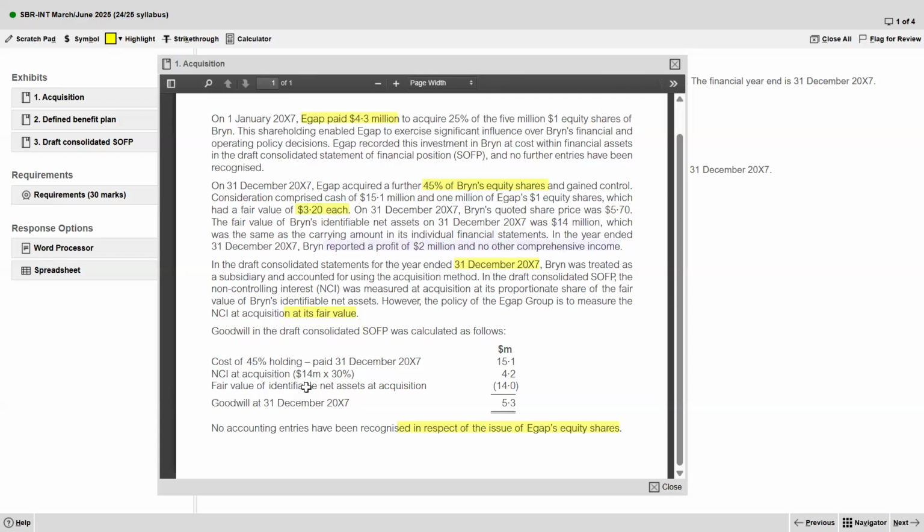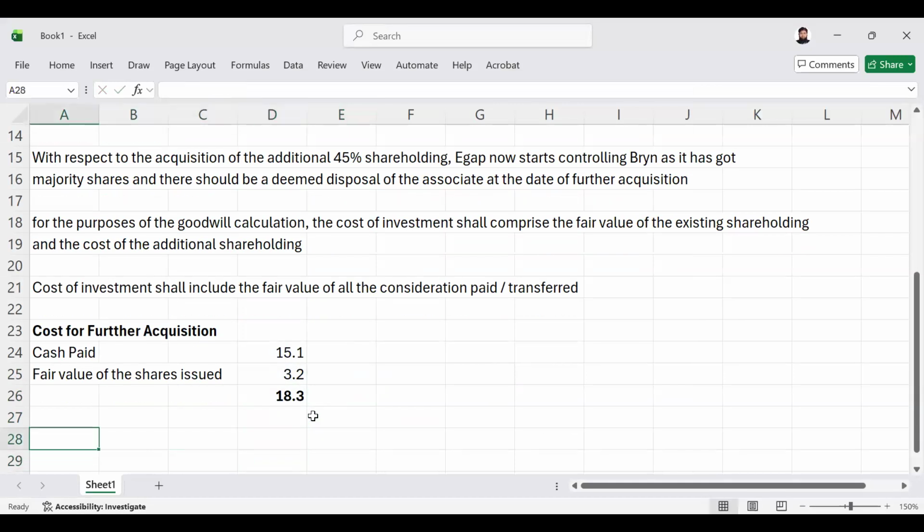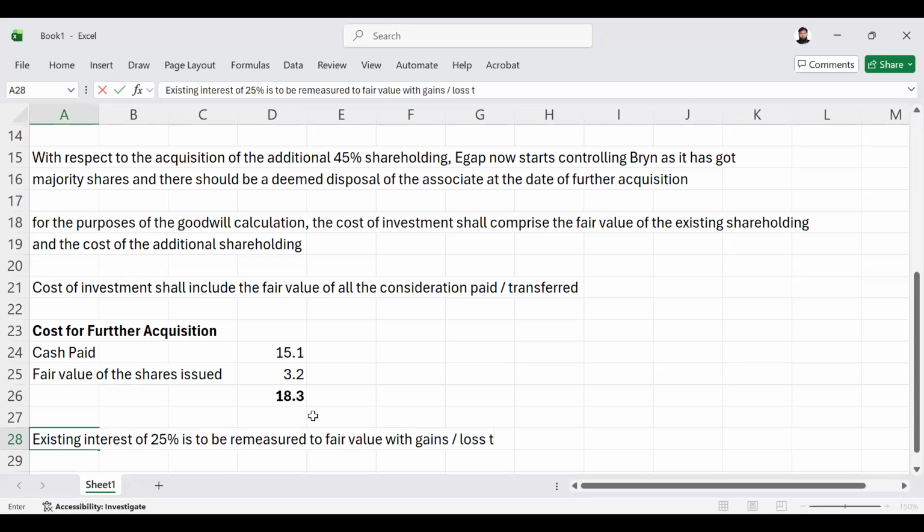Now, this is the cost of further acquisition. The existing interest of 25% is to be remeasured to fair value, with gains or loss to be recognized in the P&L.